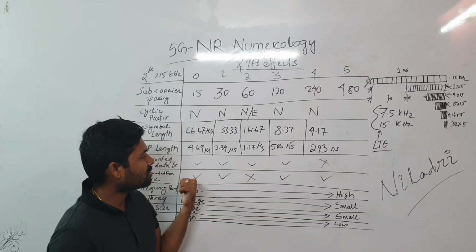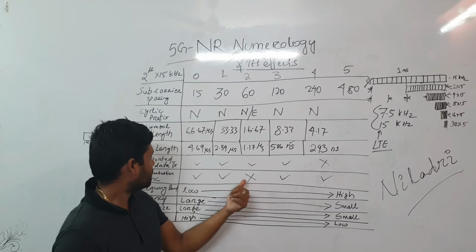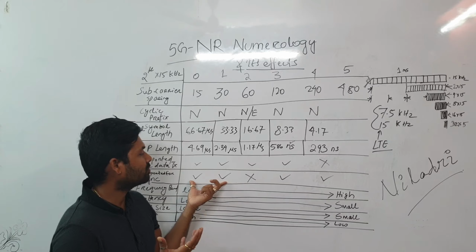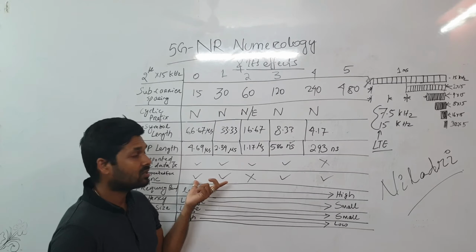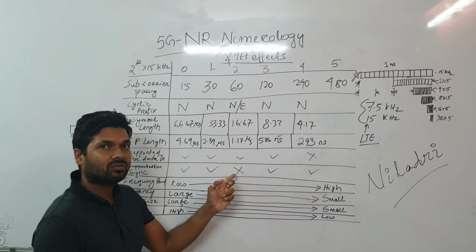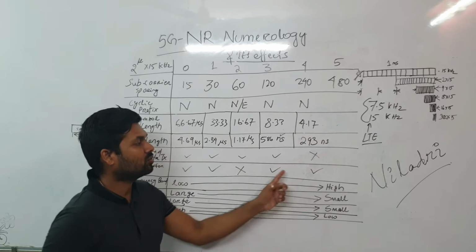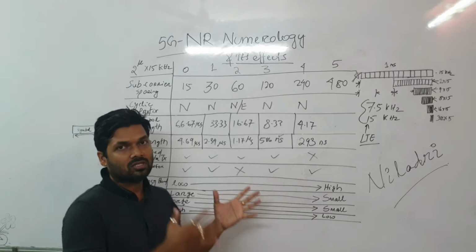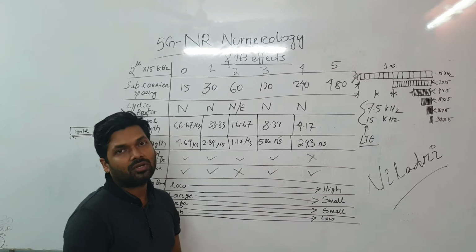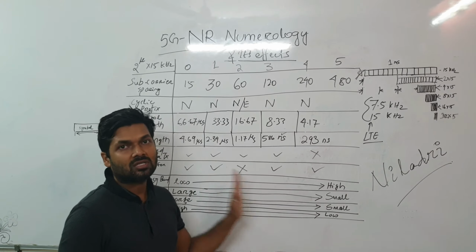Here, for synchronization, we send synchronization or the control information and signals in subcarrier spacings of 15 kilohertz and 30 kilohertz. 60 is not used for synchronization, that is only used for data, and synchronization is used for 120 and 240 as well. So this is a quiz question: for data transmission we don't use the 240 kilohertz subcarrier, and for synchronization we don't use 60 kilohertz.